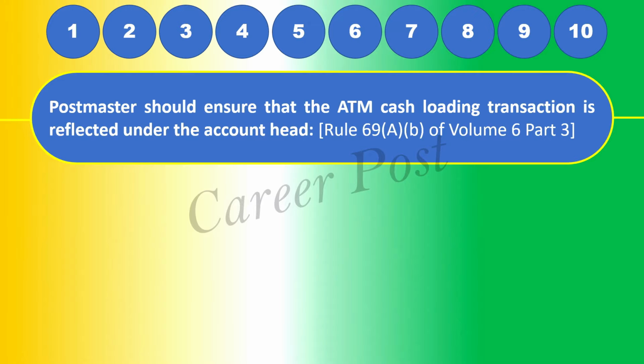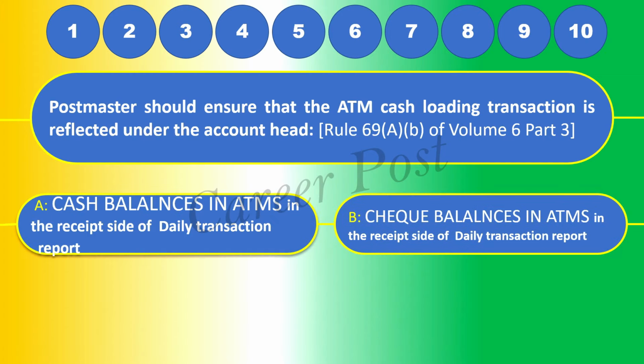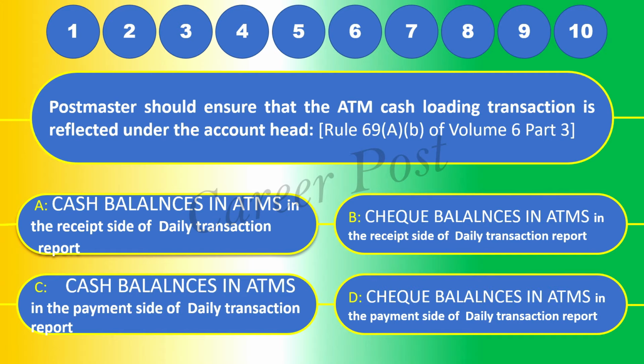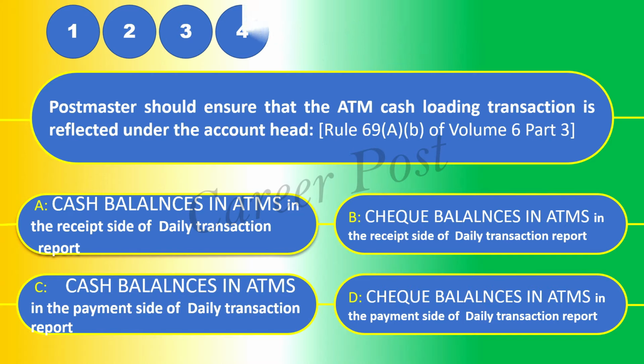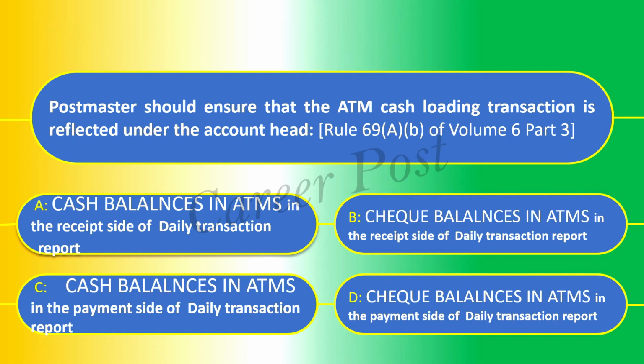Rule 69AA-B of Volume 6 Part 3. A. Cash balances in ATMs in receipt side of daily transaction report. B. Check balances in ATMs in receipt side of daily transaction report. C. Cash balances in ATMs in payment side of daily transaction report. D. Check balances in ATMs in payment side of the daily transaction report. Your time starts now. Postmaster has to ensure that the ATM cash loading transactions are reflected under the account head. This is the account head you have to identify.